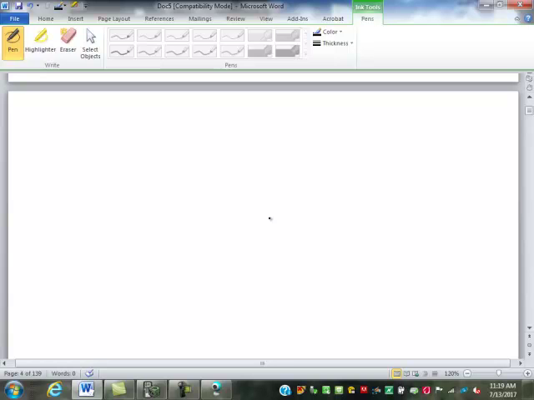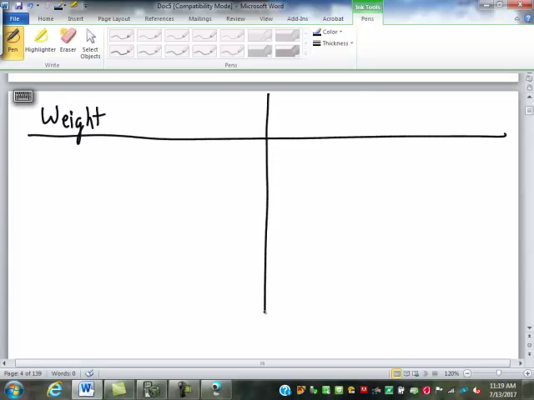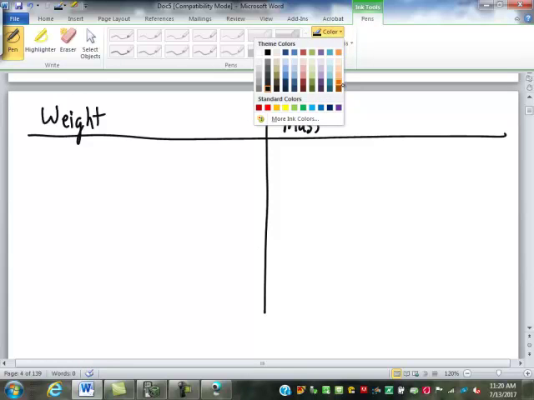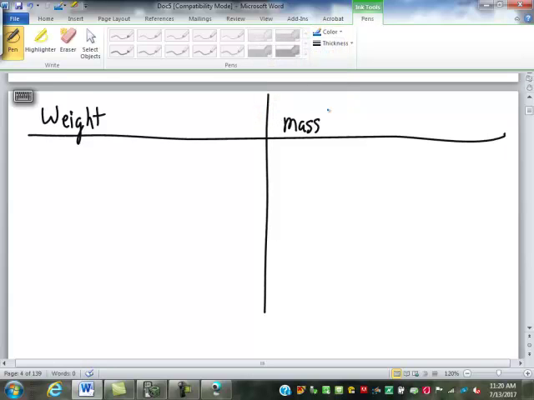Well, next we need to make another distinction between weight and mass. When we do measurement, we commonly blur the line between these two, but there are some very important distinctions between them. Weight is a measurement of force. It uses the units of force. And weight itself is a measurement of the force of gravity on an object.